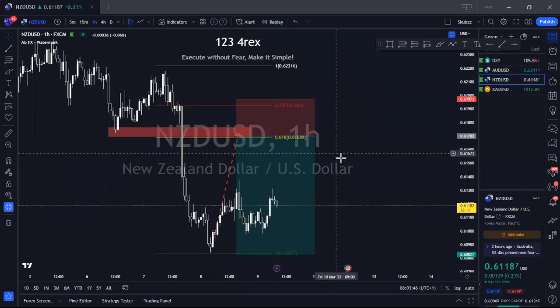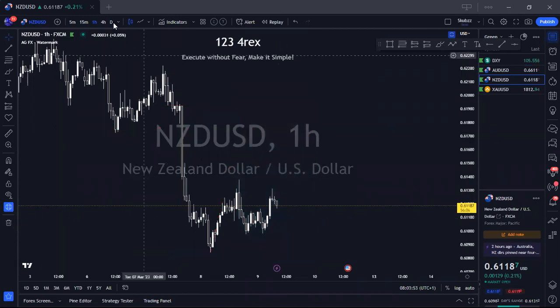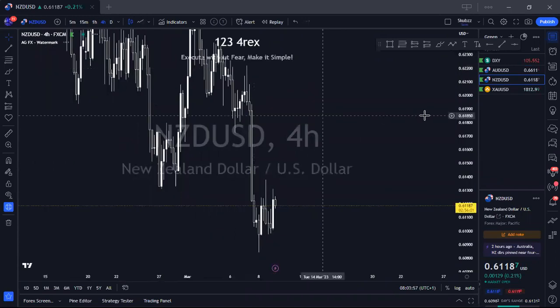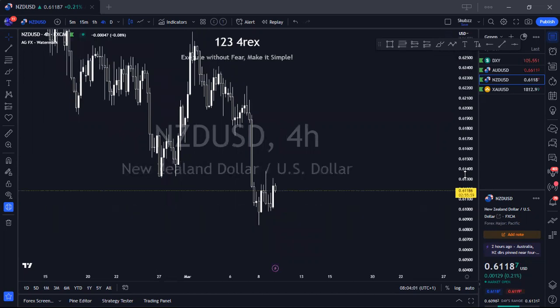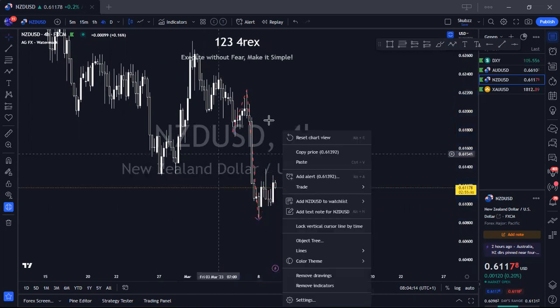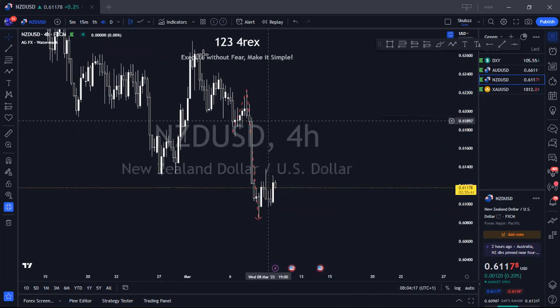Hope you guys can still see my screen. Yep. Okay, cool. So let's start with the 4H. When we look at the 4H, the 4H is actually bearish. We basically had this lower high, then the lower low here, and then price is trying to pull back, but then it's just there. But then if you go to the 1H, let me go back to the 1H.